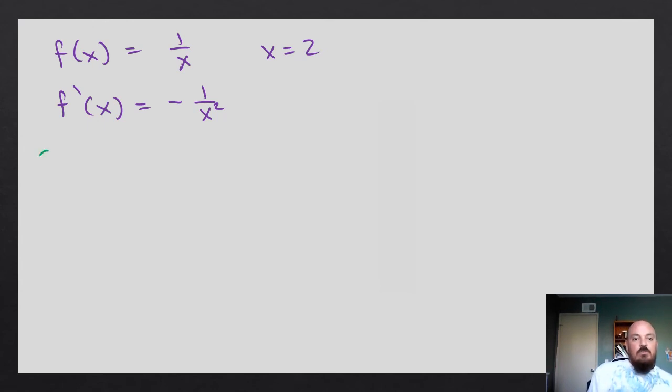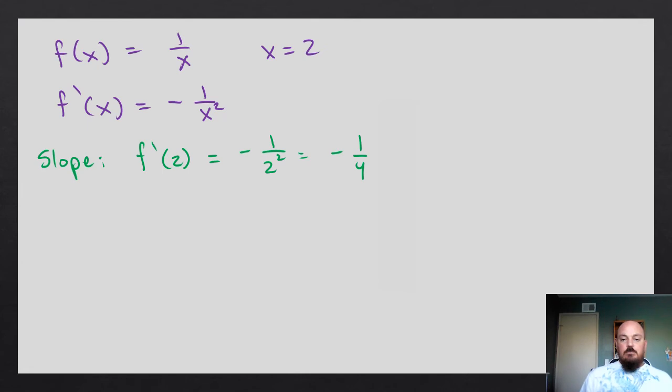So let's do the slope first. For the slope, you take your x value, which in this question is 2, and you plug it into the derivative, f prime. You're basically finding f prime of 2. So that would be negative 1 over 2 squared, or negative 1/4. So m is negative 1/4.